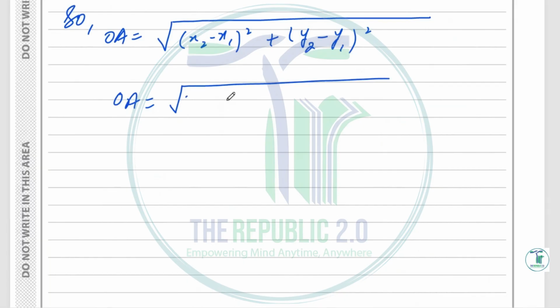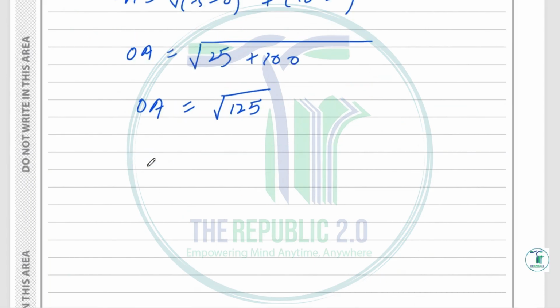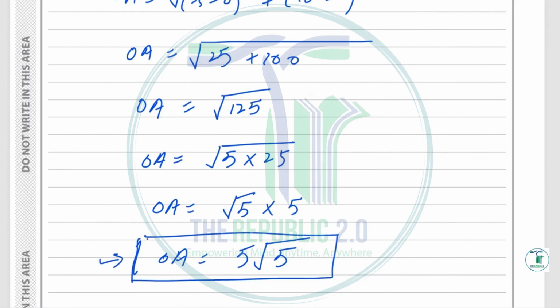So I've got negative 5 minus 0 squared plus 10 minus 0 squared. So OA comes out to be negative 5 squared, that is 25, plus 10 squared, that is 100. So OA comes out to be root of 125. If you want to simplify it further, you can write it as root of 5 times 25, which is basically the root of 5 times 5, and that comes out to be 5 root 5. So that is how we're going to solve this question.